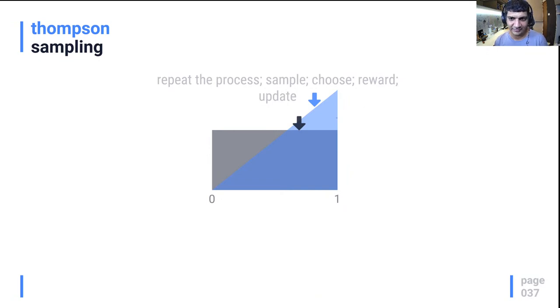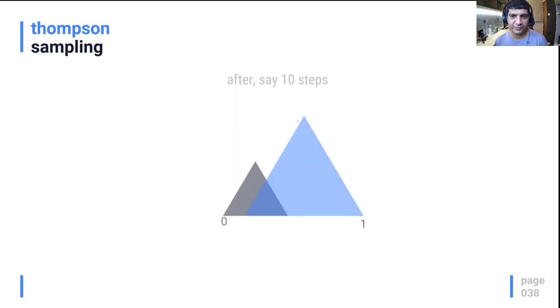I will do a sample again, and again over here I see that blue wins, so I will update the probability distribution for blue, right? And I keep on doing that, and let's say after 10 steps I get a different answer. I mean, this is not how your probability distribution looks like, but think of it as after 10 attempts or 12 attempts that we made, your black arm really didn't give you a lot of rewards while your blue arm was giving a lot of rewards for you, right? So that's why you see that the means are kind of closer. The black arm is closer to 0 while the blue arm is closer to 1.